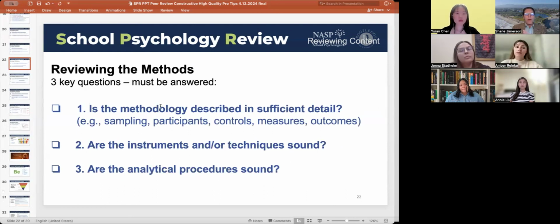And then once you go to the methods, you're thinking about questions such as, is the methodology described in sufficient detail? The sampling procedures, the participants, whether or not there are controls or comparisons. What measures, how are they clearly described? What are the psychometric properties? Are they established? And then also in looking at the outcomes that are being examined, are those constructs clearly understandable? So also, are the instruments or the techniques sound? So you're applying sort of that methodological rigor level of analysis.